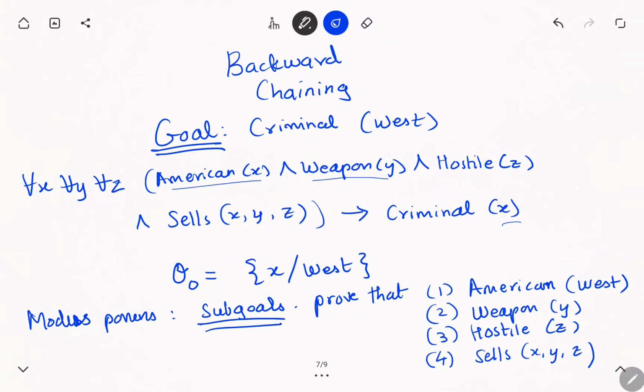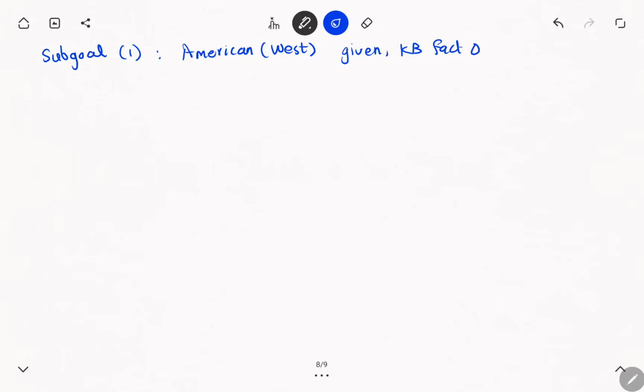Now let's start one by one. Okay, so sub goal 1 is already a fact. American(West) is already given in the question. So it's a given. It's a knowledge base fact 0. It's there in the knowledge base itself. Nothing to be proved here.